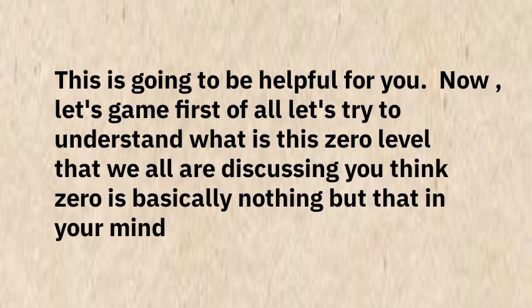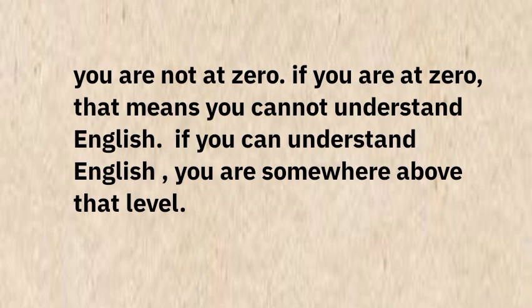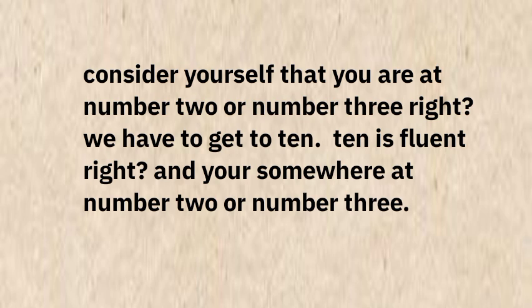Now let's begin. First of all, let's try to understand what is this zero level that we all are discussing. You think zero is basically nothing, but that's in your mind. You're not at zero. If you were at zero, that means you cannot understand English. If you can understand English, you're somewhere above that level. Consider yourself at number 2 or number 3, right? We have to get to 10. 10 is fluent, right? And you are somewhere at number 2 or number 3.